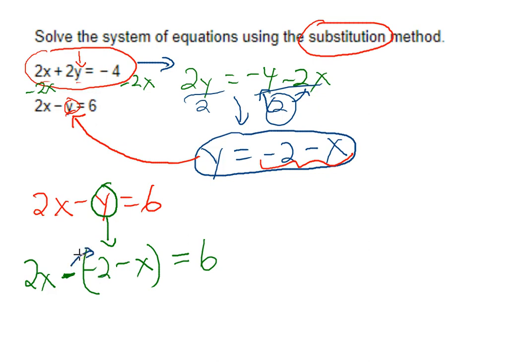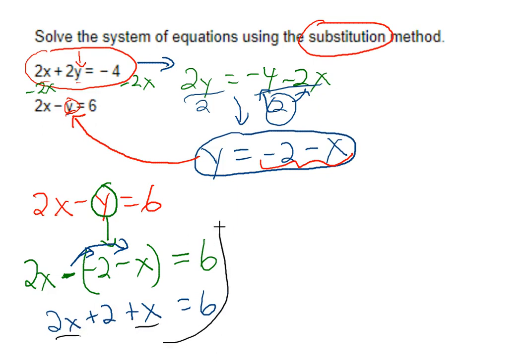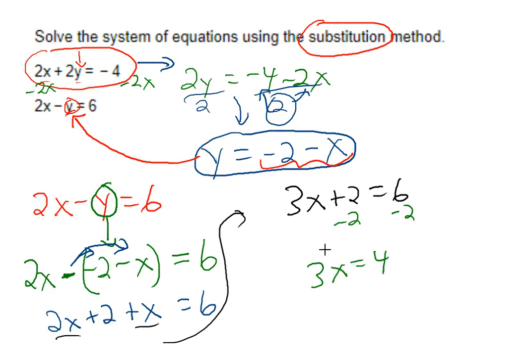So be careful with that negative sign. What's going to happen is you'll have to distribute it to both of these terms. So you get 2x plus 2 plus x equals 6. And it looks like we're going to be getting another fraction here, if I'm not mistaken. So I'll combine like terms. I'll continue up here. So I'll get 3x plus 2 equals 6. And then we'll solve. We'll subtract 2 from both sides. I'll get 3x is equal to 4. And then divide by 3 on both sides.